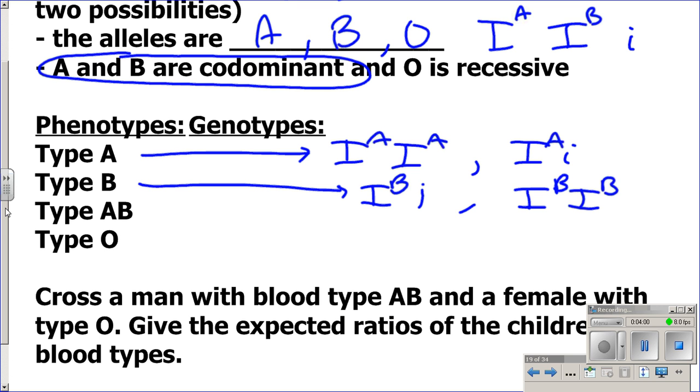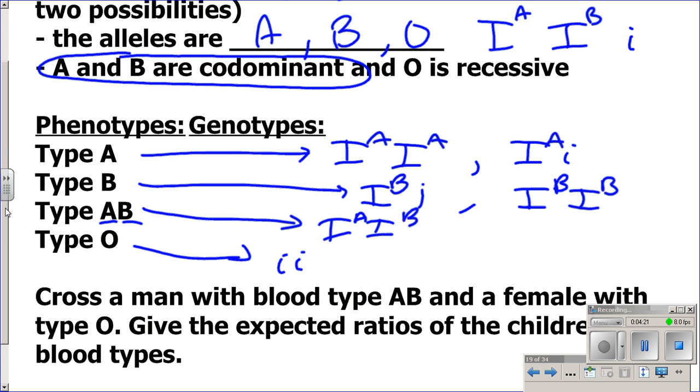All right. AB only has 1 possibility. What is it? IA and IB, right, because in order to show both the A and the B phenotypes, I have to have 1 of each of those alleles. And then O only has 1 possibility. Little i, right. If I put an A or B there, it's going to be shown, so you can't put any A's or B's in those alleles. All right, so you got your genotypes, good?